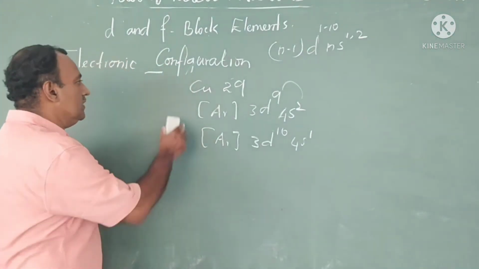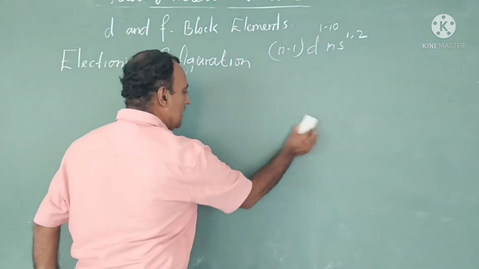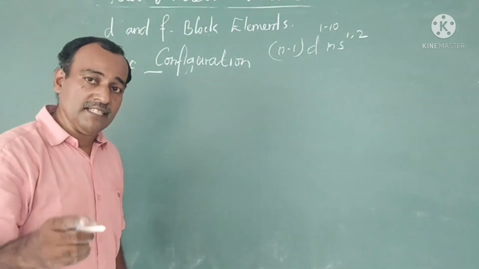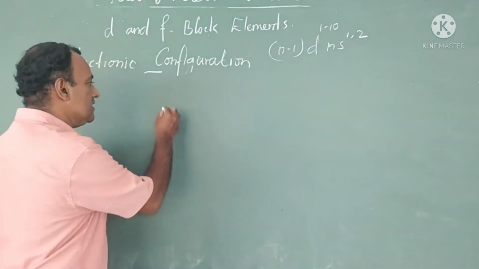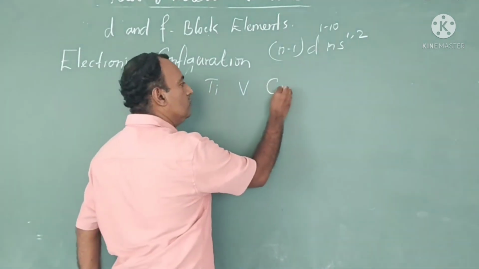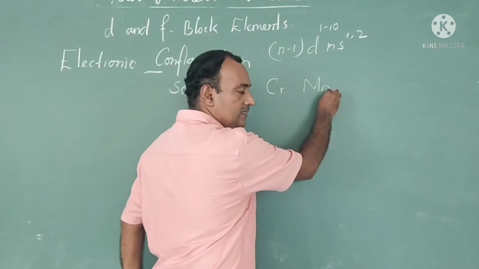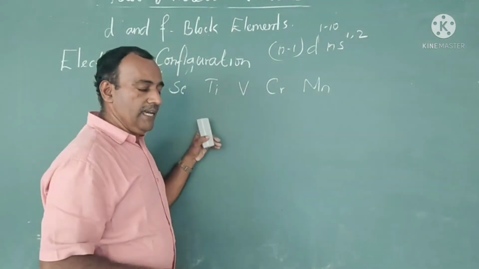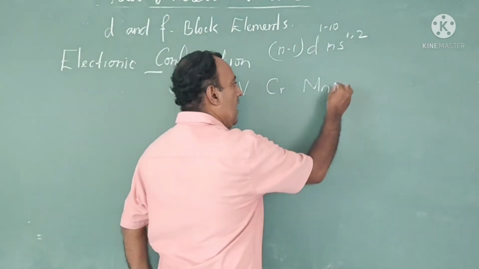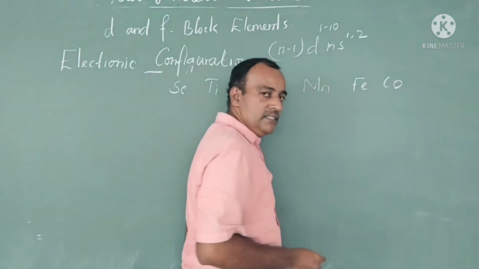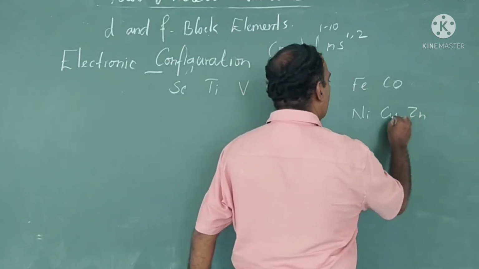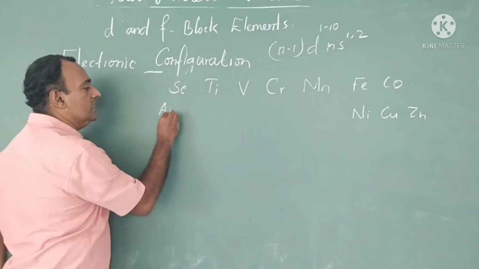If you write the electronic configuration of the first row transition series, listen here, first row transition series is otherwise called the 3d series, which consists of scandium, titanium, vanadium, chromium, manganese, iron, cobalt, nickel, copper, zinc.